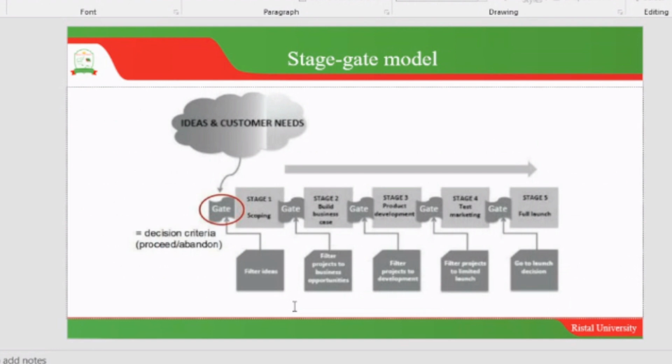So before we scope, there is always that gate. A gate in this model is basically a trigger for you to decide which ideas we should go on with, which ones are the best, which ones can really be used to create the impact that we want.